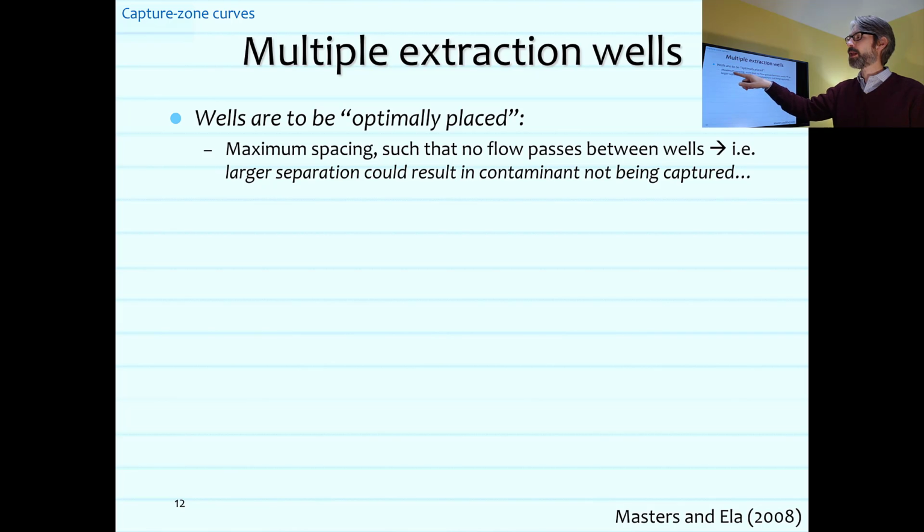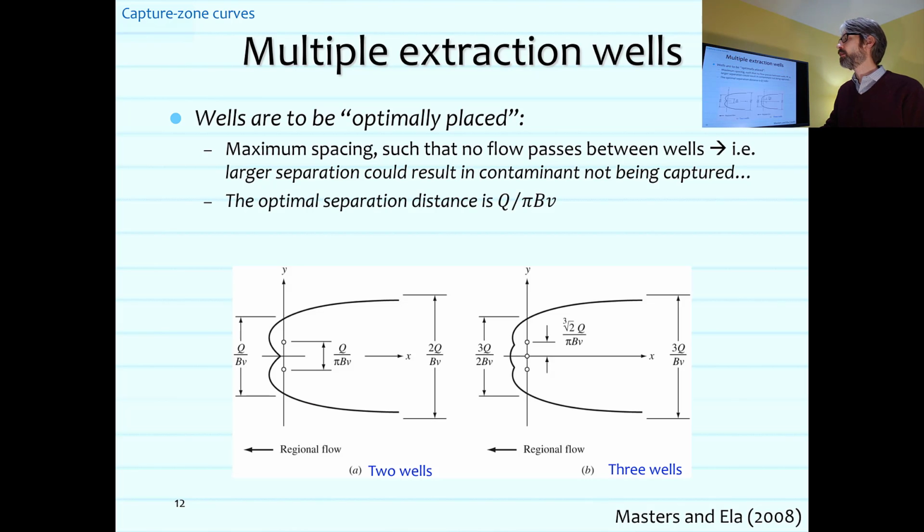We want maximum spacing such that no flow passes between the wells. In other words, a larger separation could result in some of that contaminant not being captured. It could flow right between the wells. And yet we want them far apart enough that we can have fewer wells rather than more. The optimal separation distance was found to be Q over pi BV. You can see it here for 2 wells and here for 3 wells.